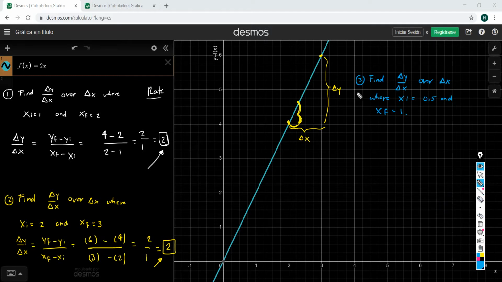And finally, number 3, do the same thing. Find the average rate of change over delta x, where xi is now 0.5. That's a decimal value, no problem with that, it's perfectly okay. And the final value of x is 1. So let's do that one. Now my points of interest are this and this, as you can see, because this is 0.5 and this is 1.